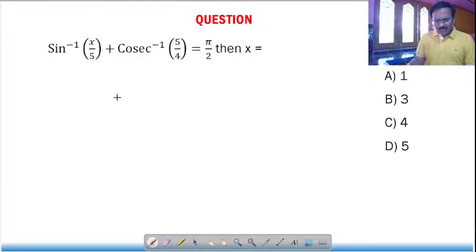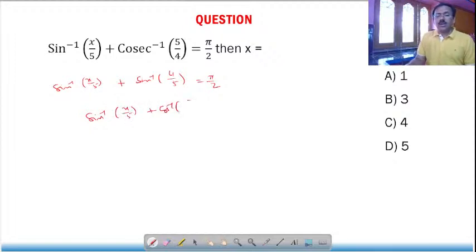Next, friends. This kind of question we have just done. Sine inverse of x by 5 plus cosec inverse of 5 by 4, you can write sine inverse of 4 by 5, is equal to pi by 2. So you can write sine inverse of x by 5 plus cos inverse of 3 by 5 is pi by 2. So this should also be 3 by 5. So x must be equal to 3.